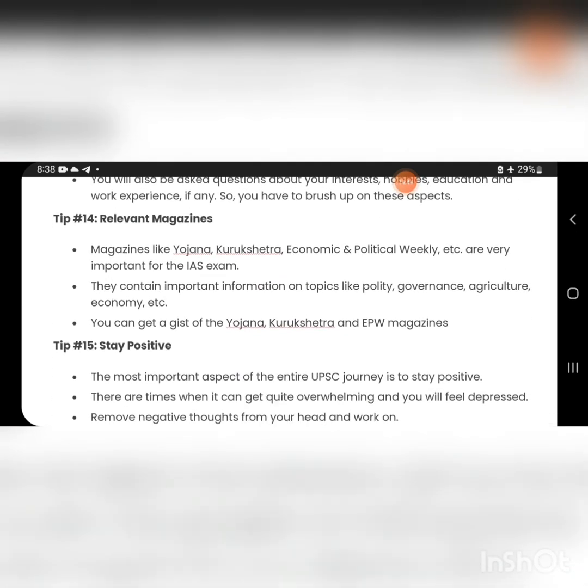Point number 14 is the relevant magazines. Magazines like Yojana, Kurukshetra, Economic and Political Weekly, etc. are very important for the IAS exam. They contain important information on topics like polity, governance, agriculture, economy, etc. You can get a gist of the Yojana, Kurukshetra, and EPW magazines.